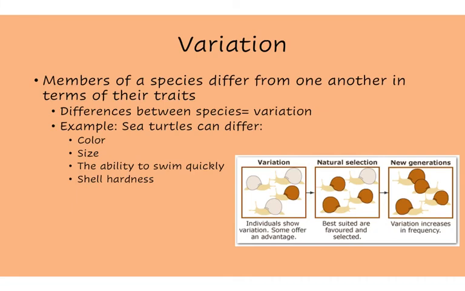So we see all of these variations between organisms within the same species, and those variations are either going to make them better suited for their environment or not as well suited for their environment. And natural selection is going to kill off the ones that are not as well suited to their environment. So it's this idea that organisms that are very well suited to their environment are going to be favored in nature, and they're going to survive and reproduce offspring that are also well suited to their environment.